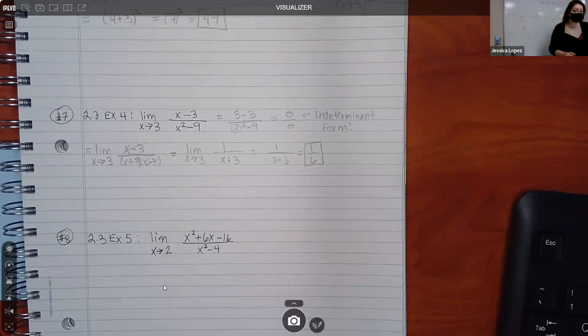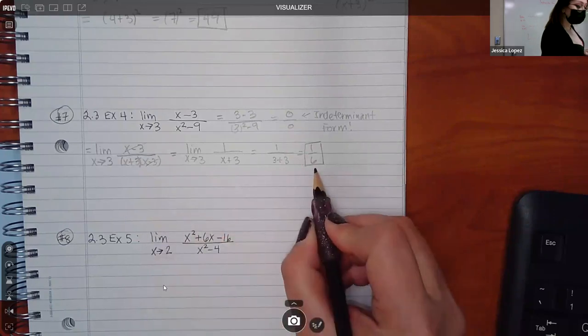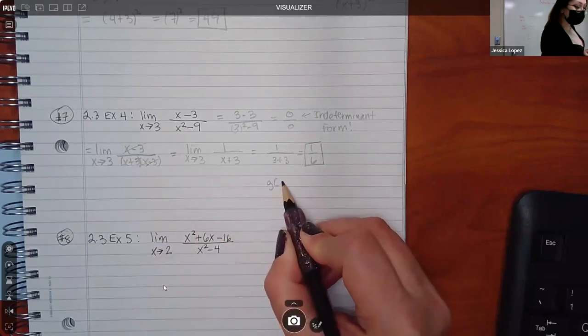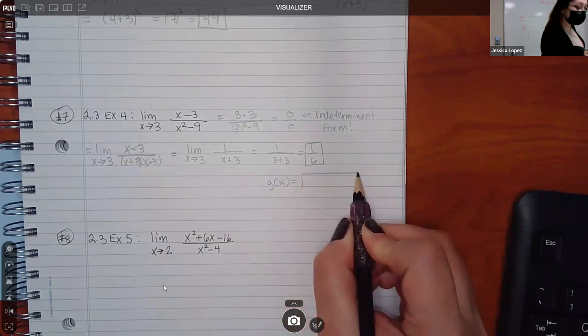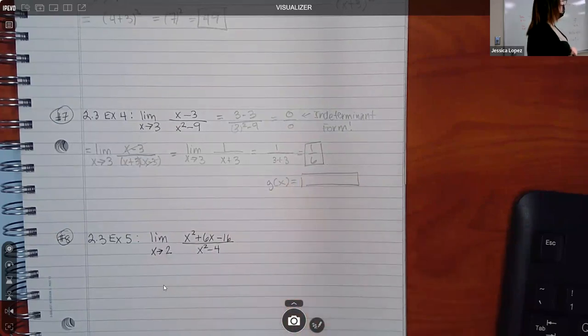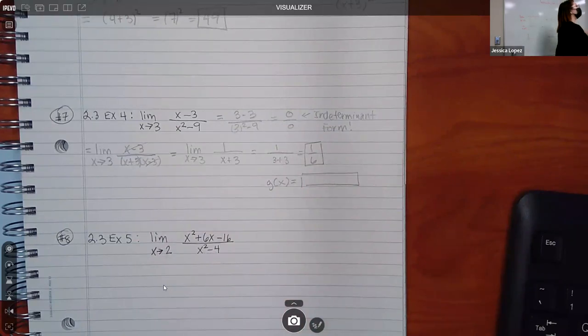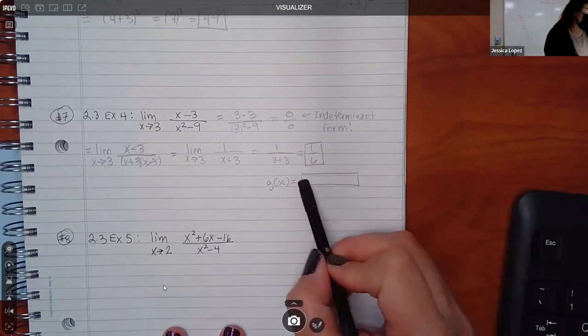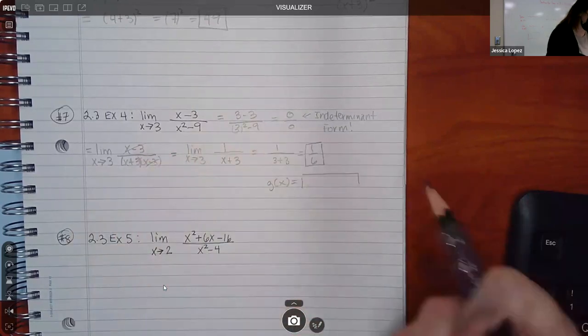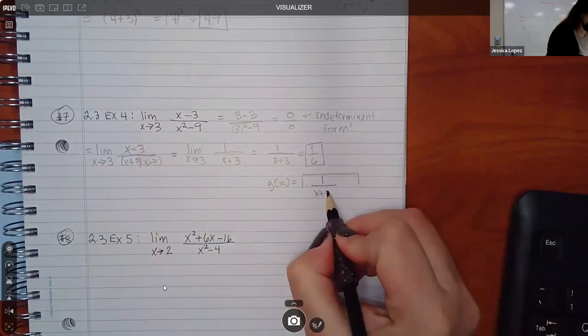However, they pointed out that on the computer, it not only asks you what the limit is, but it also asks you for this function g of x. What they're asking for is what your function simplified to before you plugged in the number. In my case, this is what it simplified to. So that's the g of x function, the function after you simplify it. For me, I would be typing in this.